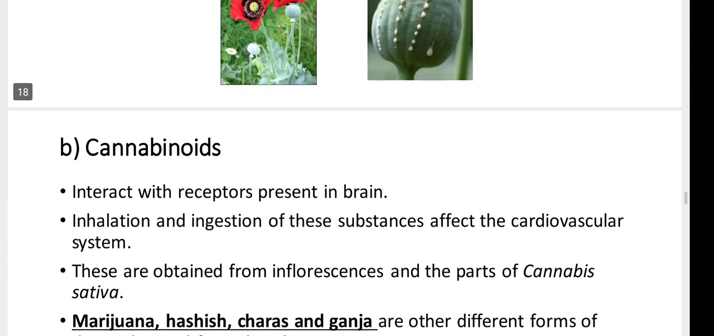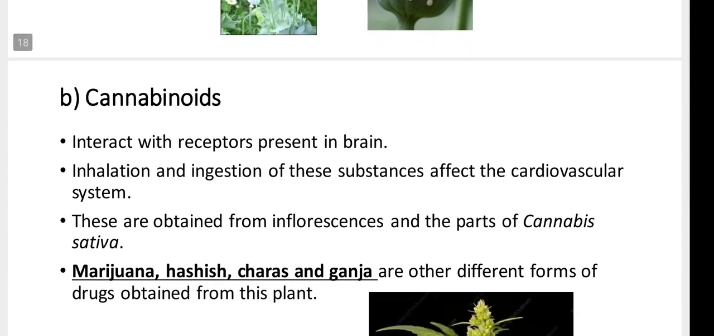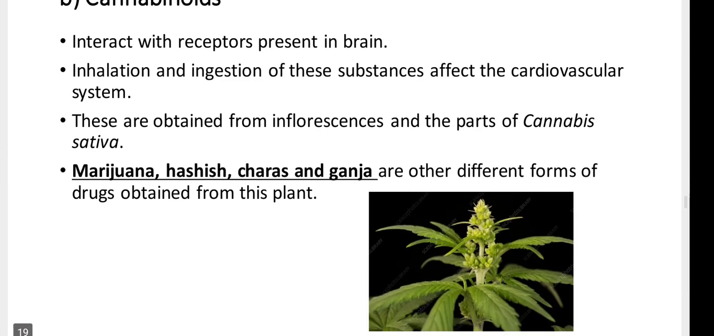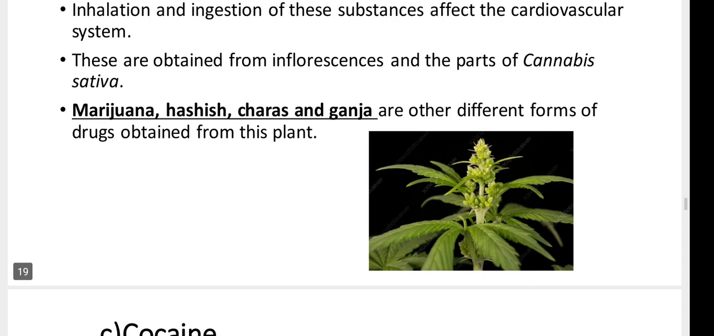The next one, cannabinoids. These interact with the receptors present in the brain. Inhalation and injection of this substance affect the cardiovascular system, and these are obtained from the inflorescence and parts of the cannabis sativa plant. Then marijuana, hashish, charas, ganja are also different forms of drugs obtained from this particular plant.